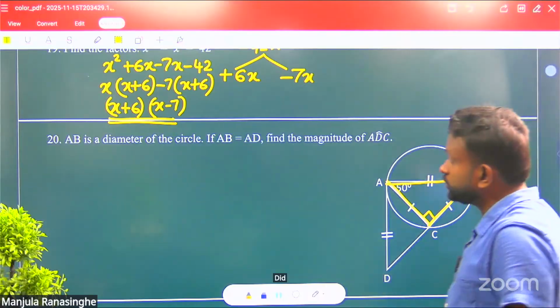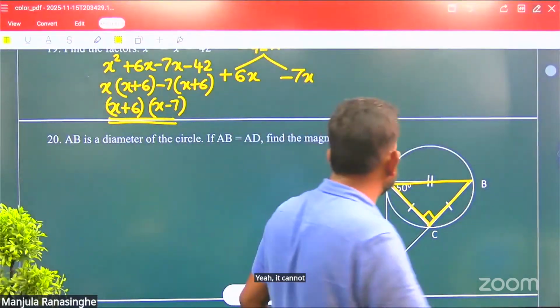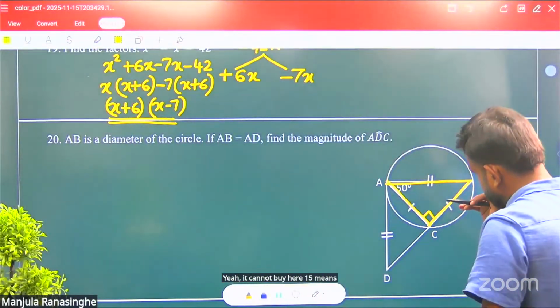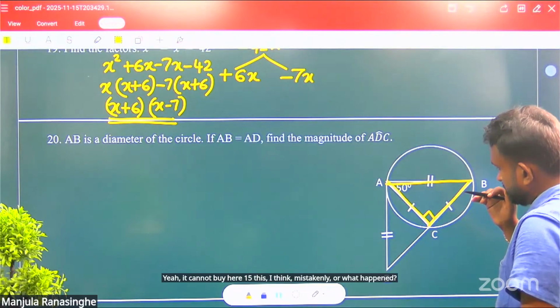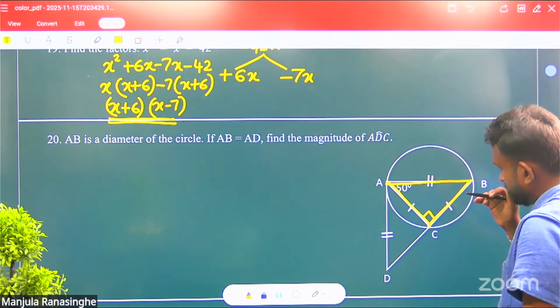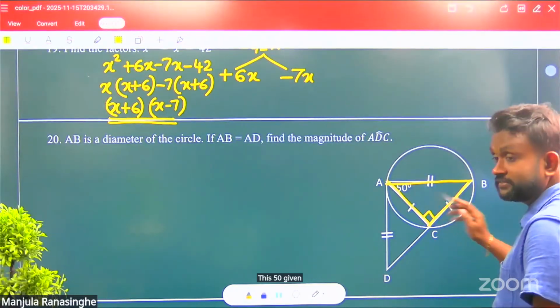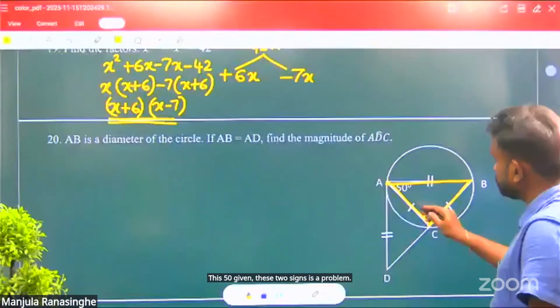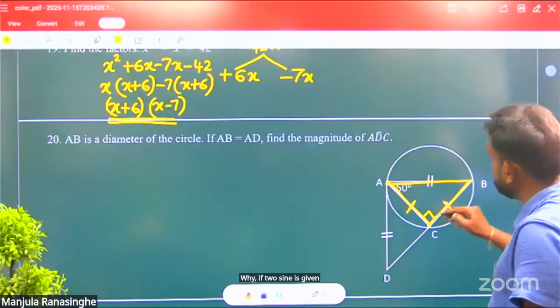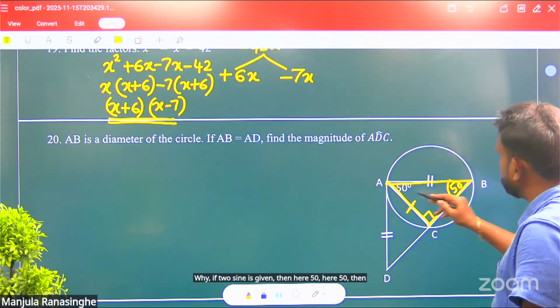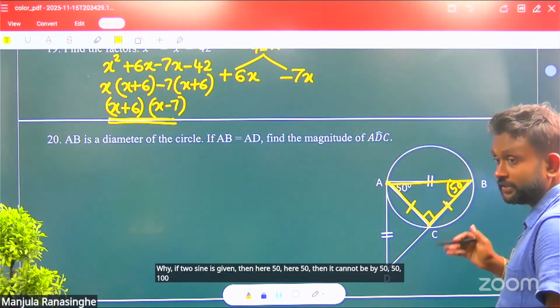Did you do this question? So it comes as 80 degrees. Yeah, it cannot. Why here 50? I think it was given mistakenly. This 50 given, these two sides are a problem. Why? If two sides are given equal, then here 50, here 50, it cannot be. Why? 50, 50, 100, 190 cannot.